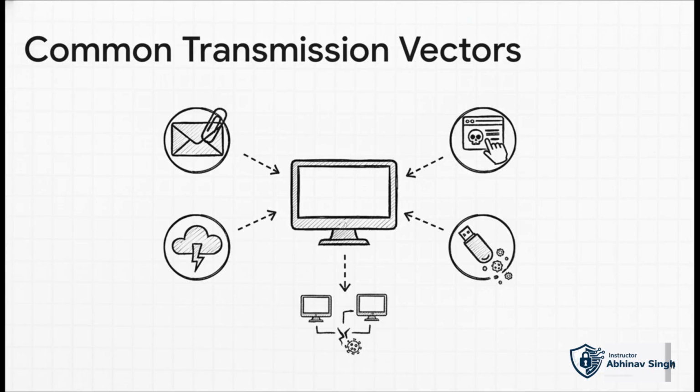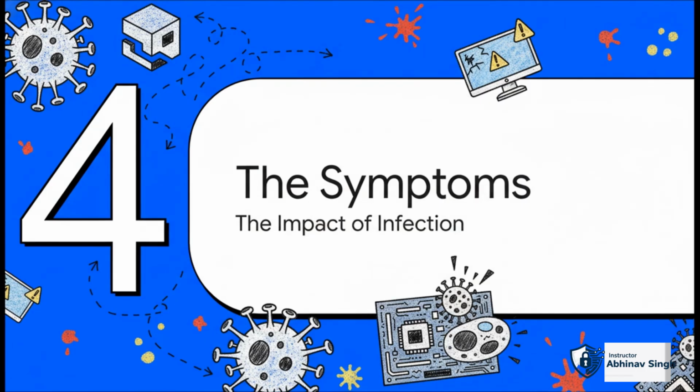The classic one, of course, is the sneaky email attachment, but it could just as easily be a sketchy software download, a bogus link on a website, an old USB drive you found, or even a weakness in a network that lets the virus spread all by itself. So, let's say it happened. The infection is successful. The virus has a new home. What's next? Well, now we start seeing the symptoms.